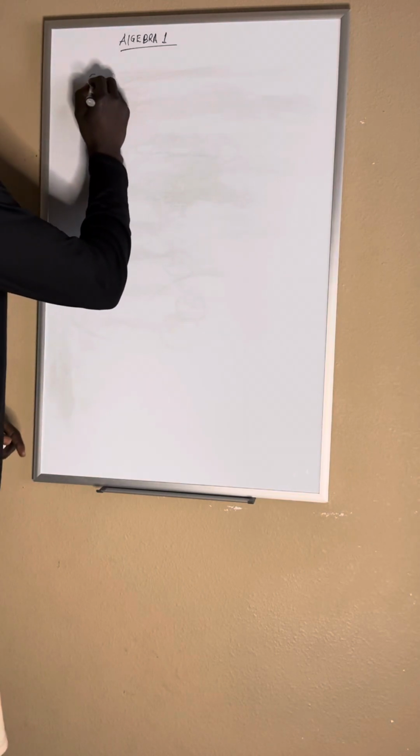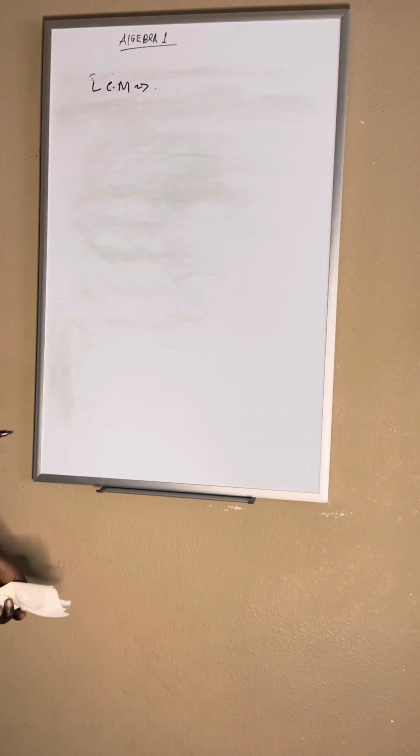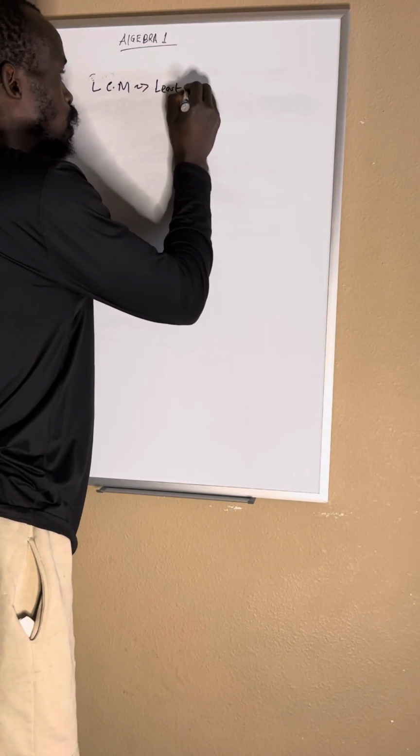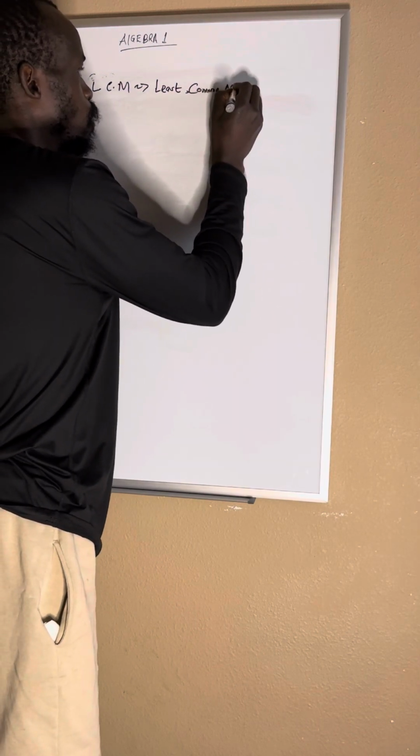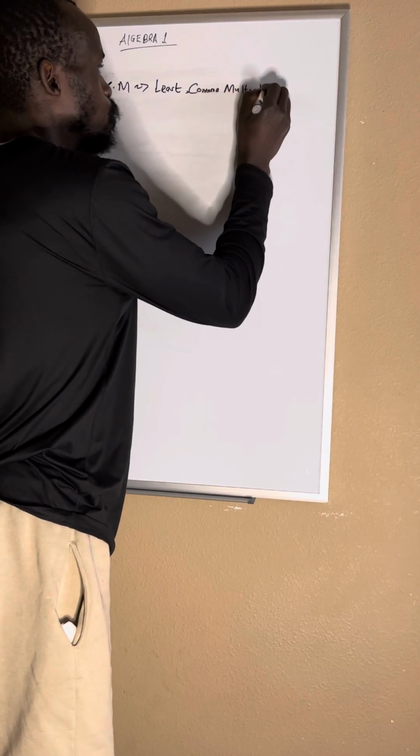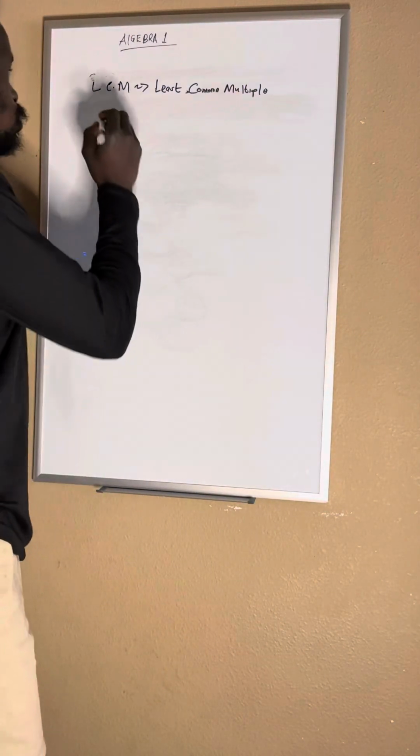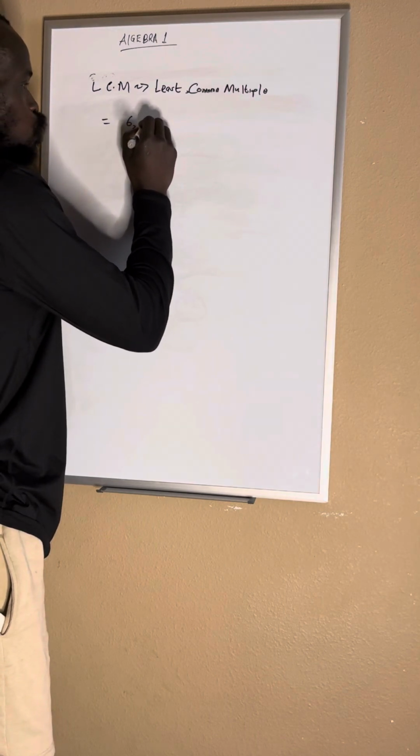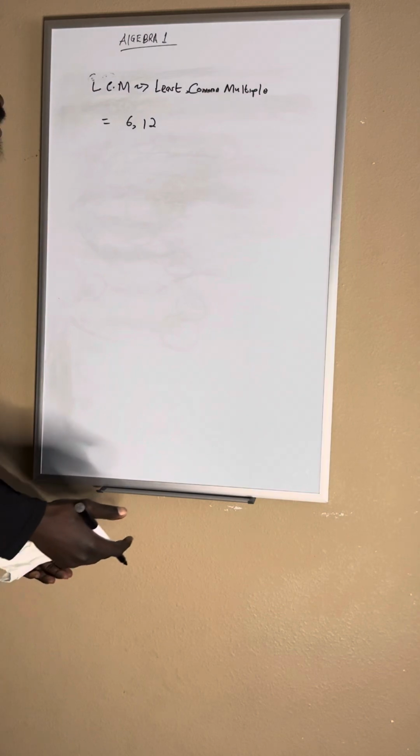The next topic is the LCM. Okay, class, what do you mean by LCM? As we define it, LCM is the least common multiple of given numbers. So when you're given 6 and 12, and you ask, what's the LCM of 6 and 12?